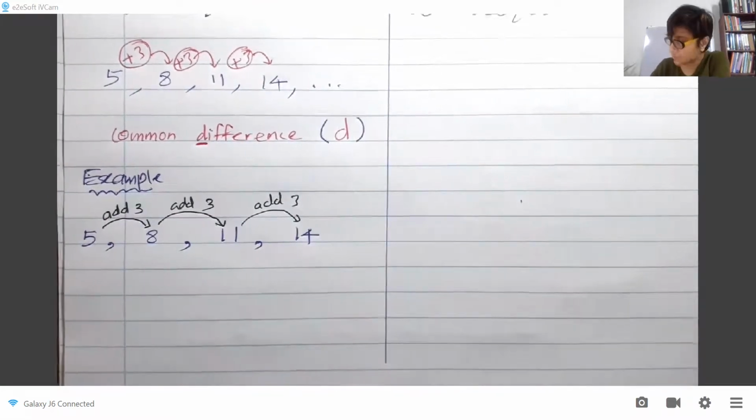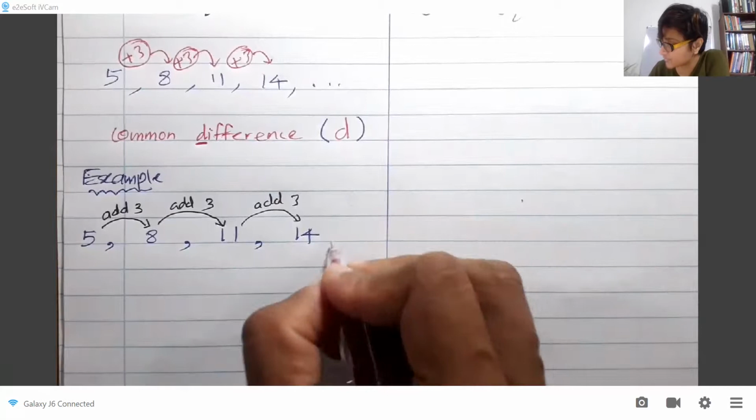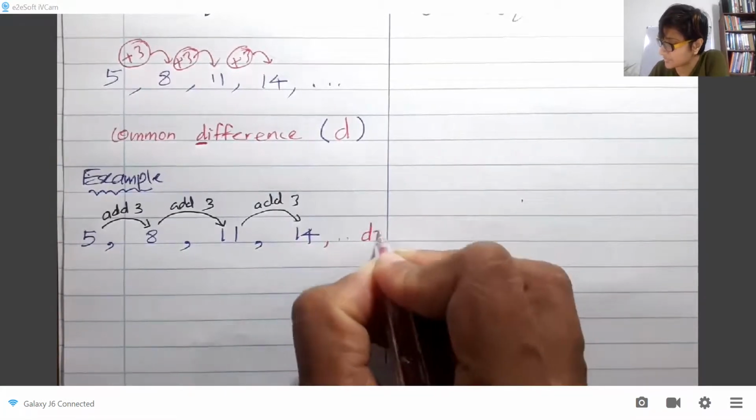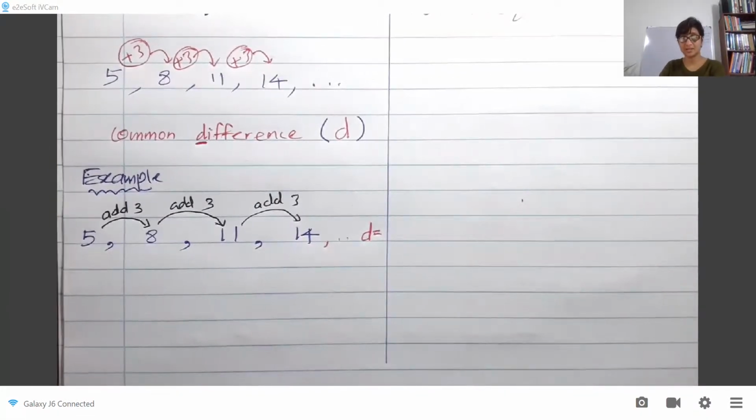So what's D for this sequence? Now it goes on, right? What is D for this sequence? D is 3.